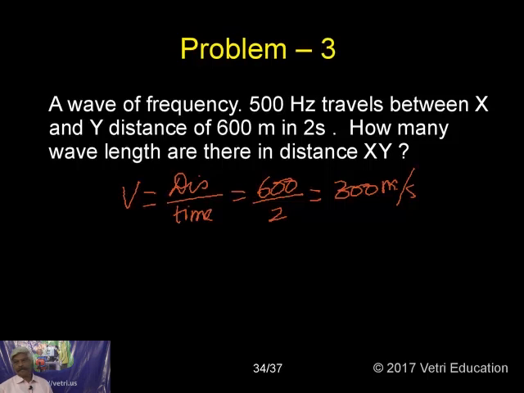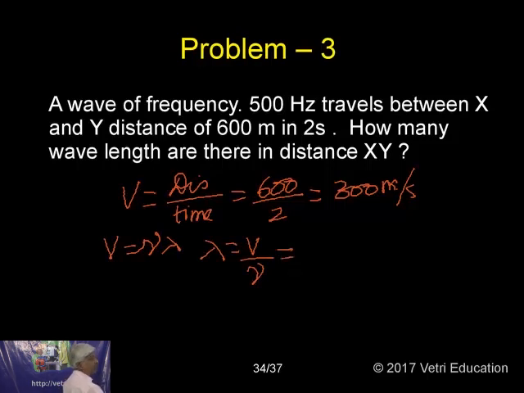How can I calculate it? Velocity is the rate of change of displacement, that means displacement by time. In the problem, 600 is the displacement in 2 seconds. Therefore, velocity can easily be calculated: 300 meter per second. The same formula, V is equal to nu lambda, from which lambda is equal to V by nu.